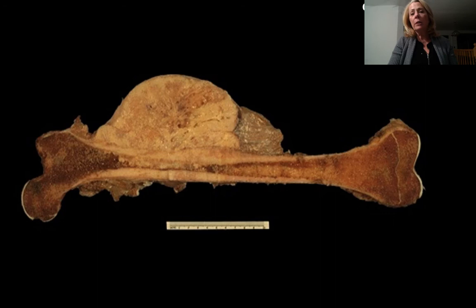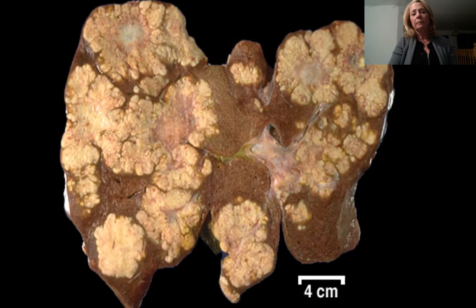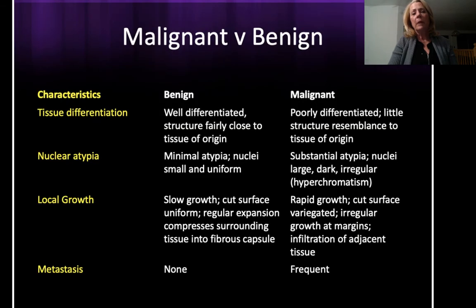This is an osteosarcoma, and so this is the tumor here, but it has also penetrated into the bone itself and into the bone marrow. Makes the bone very soft. Hepatocellular carcinoma. And then this is just a chart showing you the difference between malignant and benign, and we've gone over all of this, but you can look at that later if you'd like.